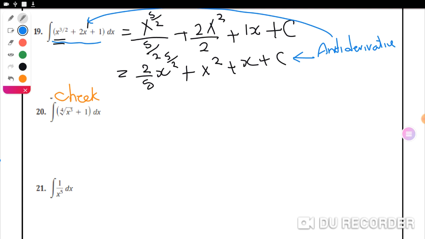The reciprocal. It will be x to the power, decrease the exponent by 1, it will be what? 3 over 2. If we differentiate this one, it will be plus 2x. If you differentiate plus 1, the differentiation of a constant. Here, the differentiation of the right hand side gives me what?